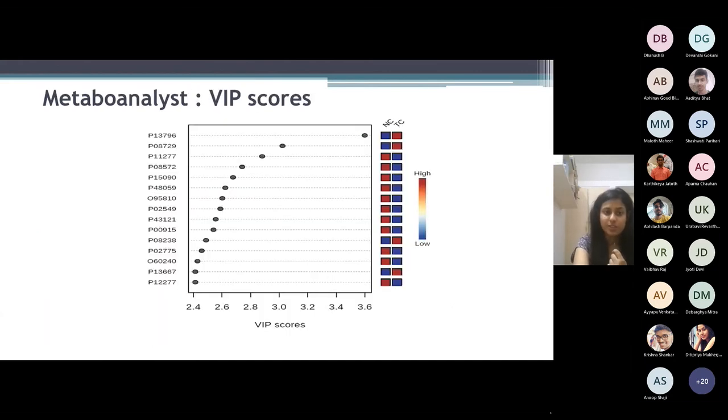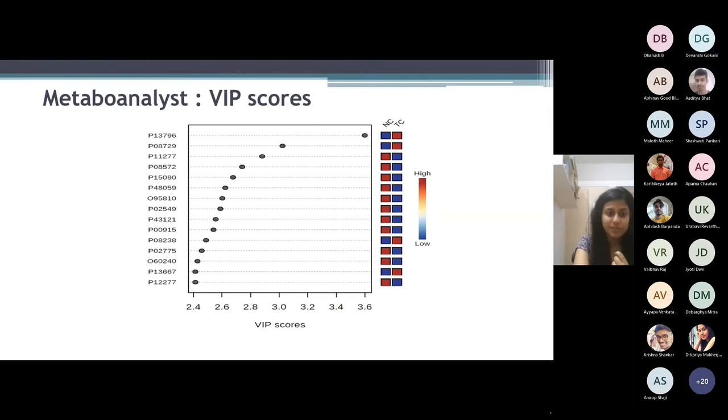From PLSDA, we got VIP scores, and this plot was generated. This shows the top proteins which showed the maximum variation when the two different clusters were compared. So the top protein had the maximum VIP score, which means that it had the maximum variation between the tumor samples and the normal samples.